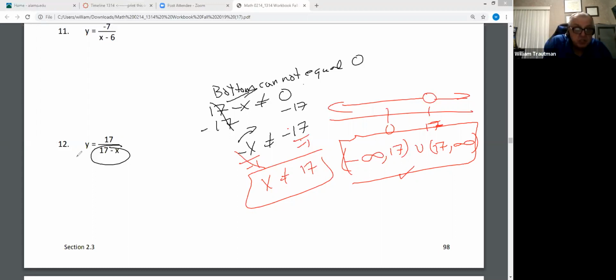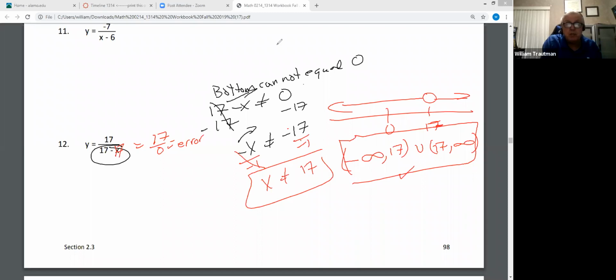And you can see if you put 17 in here, 17 minus 17 is 0. 17 over 0 on your calculator says error. It's undefined. It can equal anything else. Anything else I plug in there will give me some type of answer. The only thing that won't give me an answer is 17.